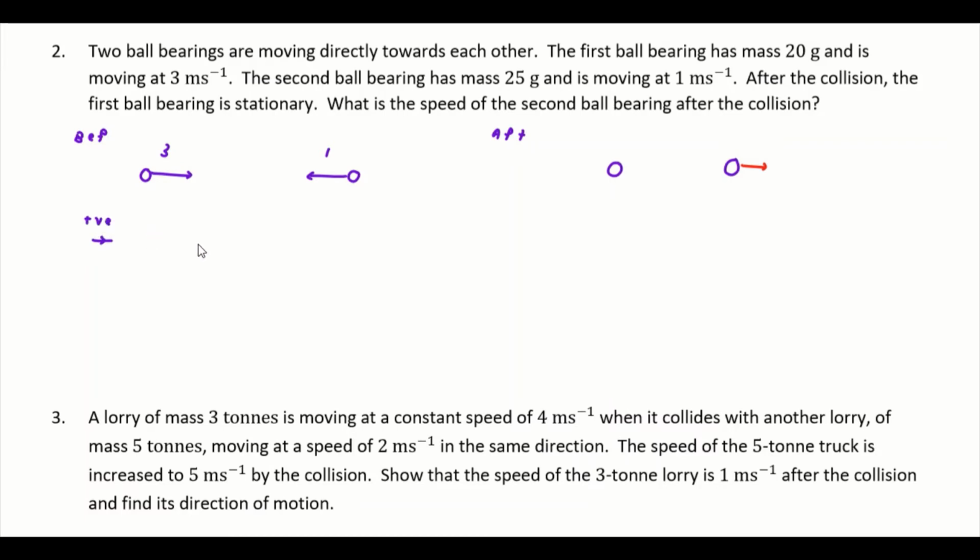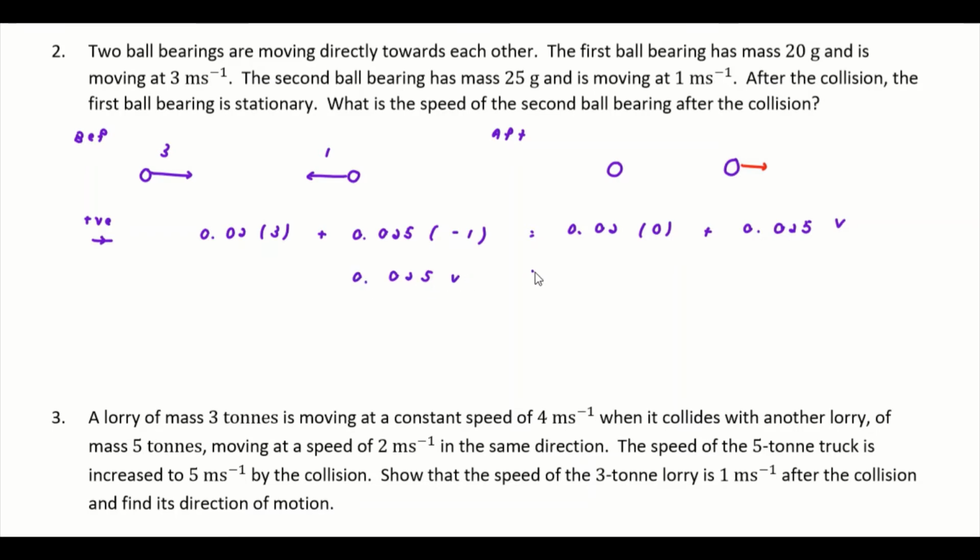Okay, so what is the total momentum before? It will be 0.02 multiplied by 3, because this is in the positive direction, plus 0.025 times negative 1. Then it will be equal to, after, this one stationary already, right? 0.02 times 0, and then plus the other part is 0.025, and we put v. Okay, so now let's try to solve it.